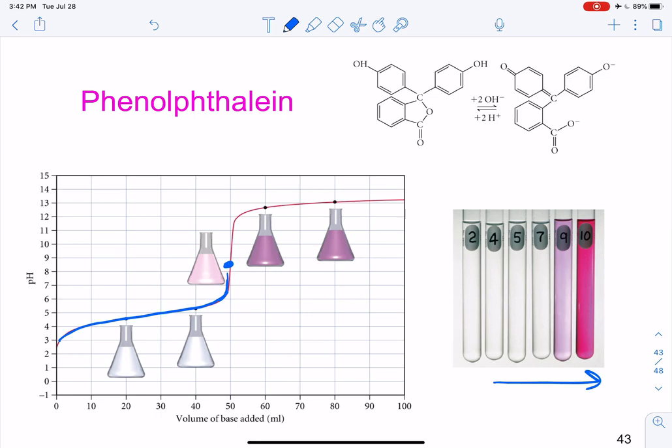So it's important to find out what the best indicator is for your specific reaction. Now, that's not something that you'll have to do in this class, but just keep in mind that there are different indicators that work best at different pHs, and we get different colors. Now, what different colors am I talking about?